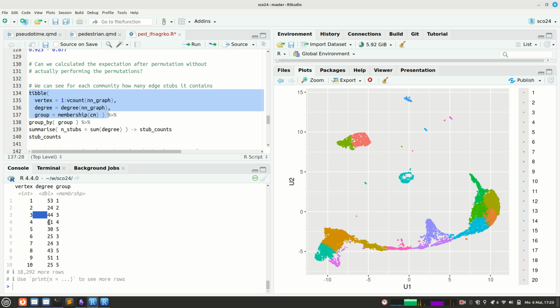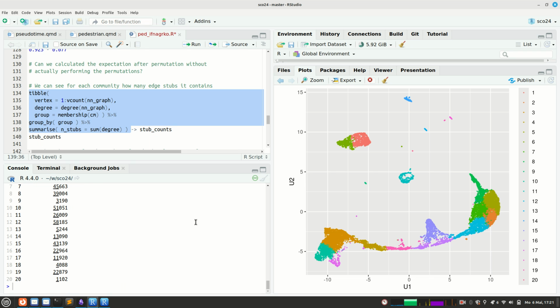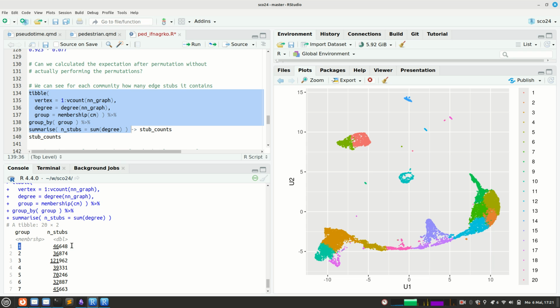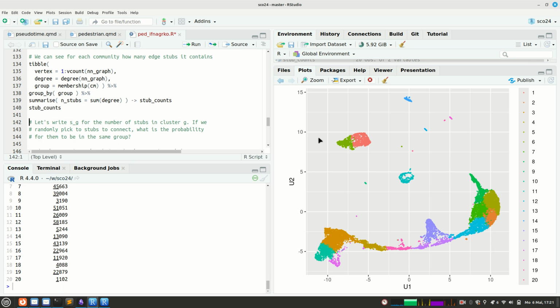If I now take all vertices of one group and add them all up, all the degrees of a vertex, then I get the total number of stubs in this cell. So let's do this here. I sum up all the degrees from the same group, and notice within the group with color 1, there's 46,000 outgoing vertices, in the next is 36,000, and so on. This I call the stub count, because it tells us how many stubs, how many outgoing vertices. And as you've seen, it's just the sum of the vertex degrees of all the vertices in a given group or color.